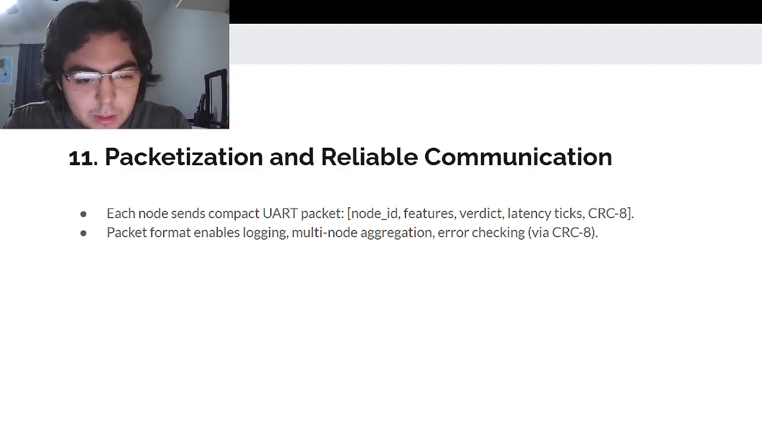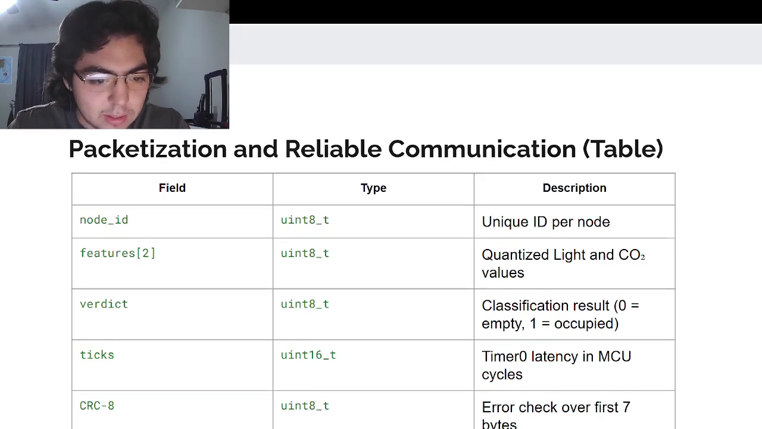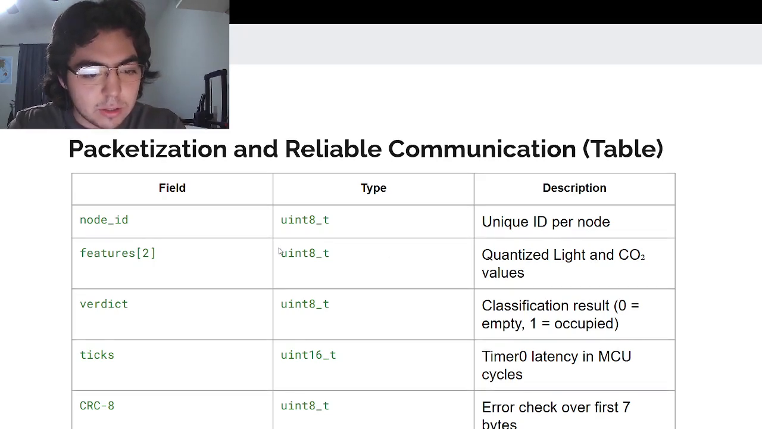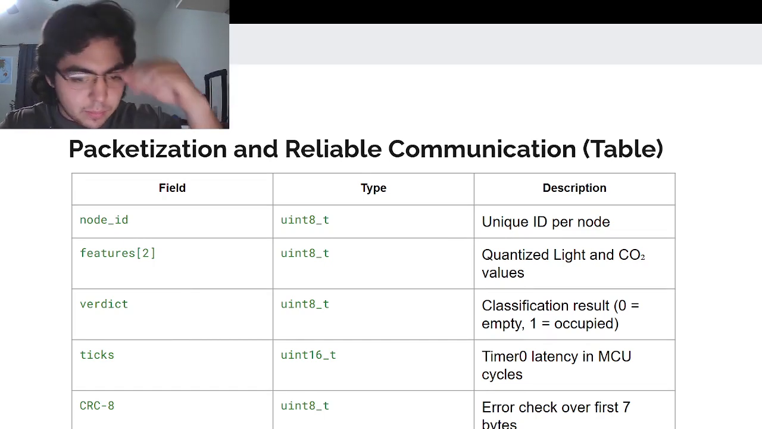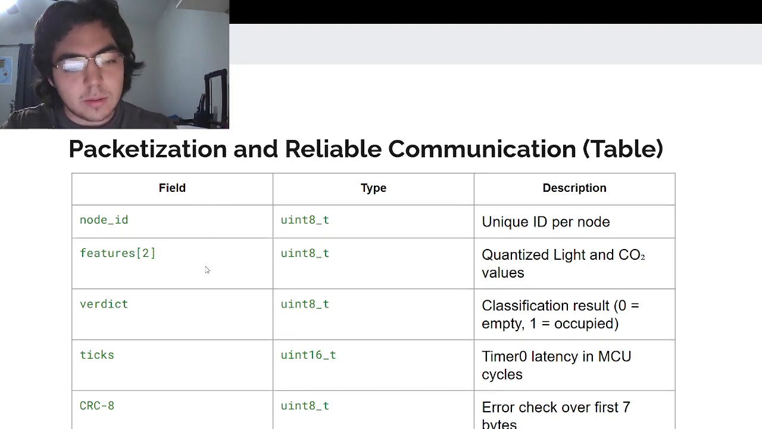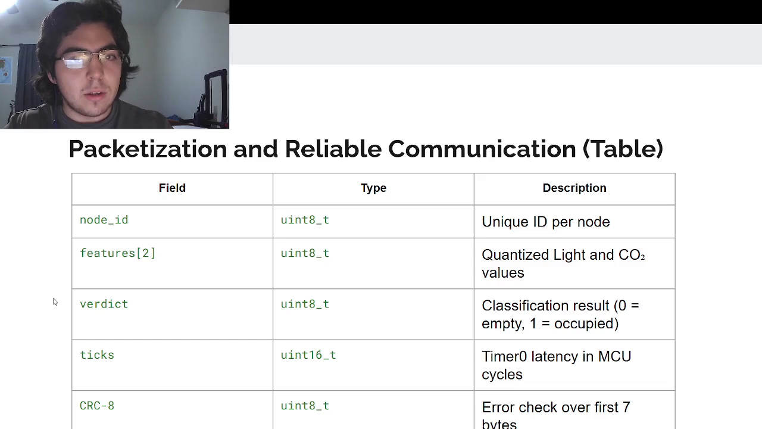This is what I was talking about. We're using UART packets, and this is how we're doing it. So we're including the features, the ID, and the verdict, whether the node thinks that there's somebody in there or there isn't. The ID is the identification of which node it is. The ticks, how long it took to make that prediction. And then this is also just for error checking if any of the values are wrong. This helps to correct it.